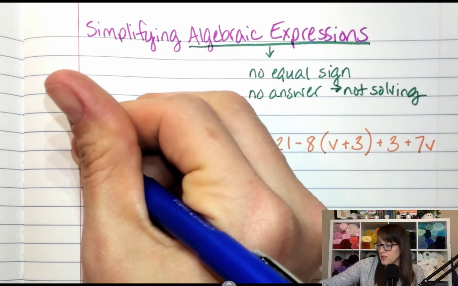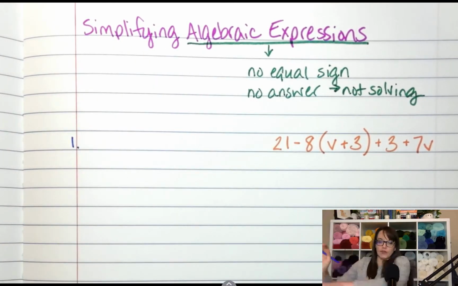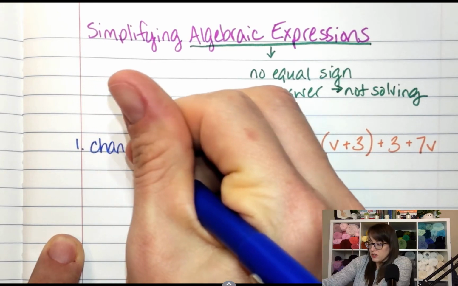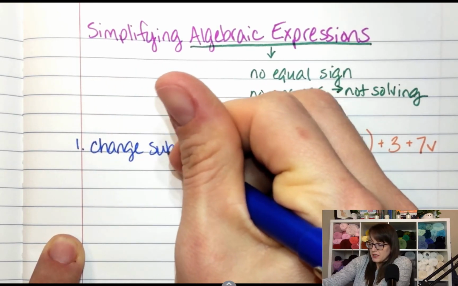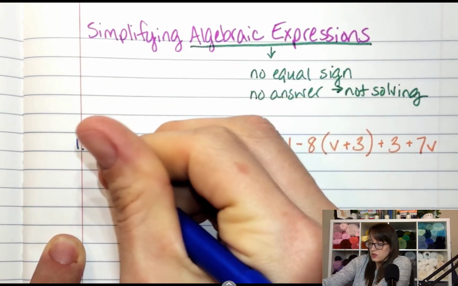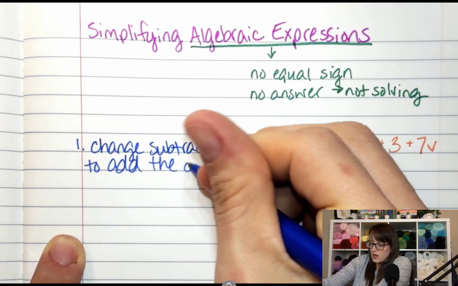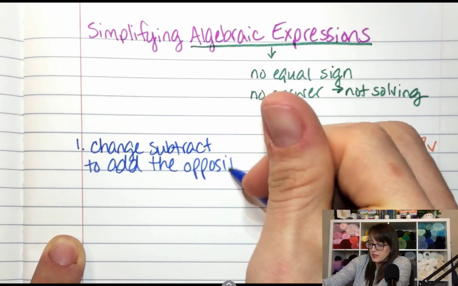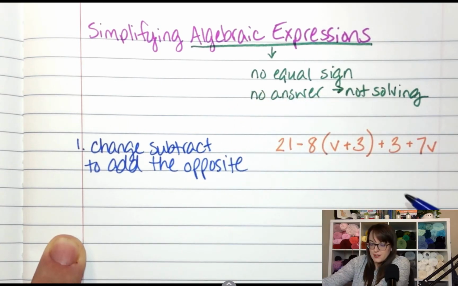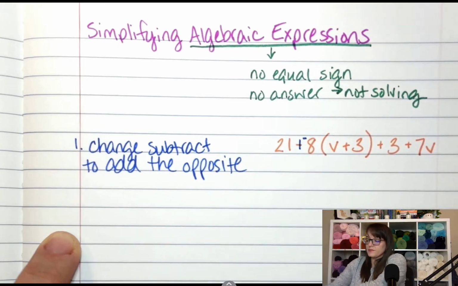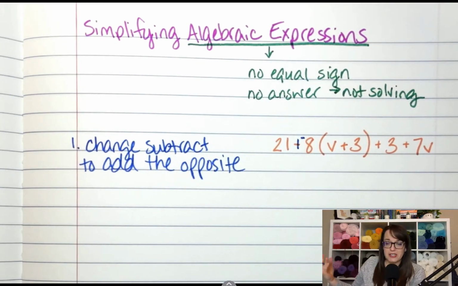So step one, you're going to go through it. You're going to look for all the subtraction signs. Change subtract to add the opposite. So this is a minus, so I'm going to change it to plus a negative. There are no other subtraction signs, so I'm done with step one.